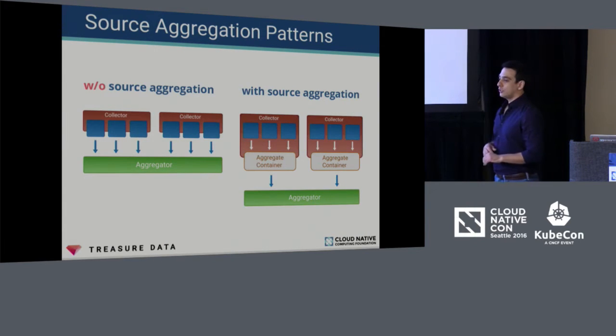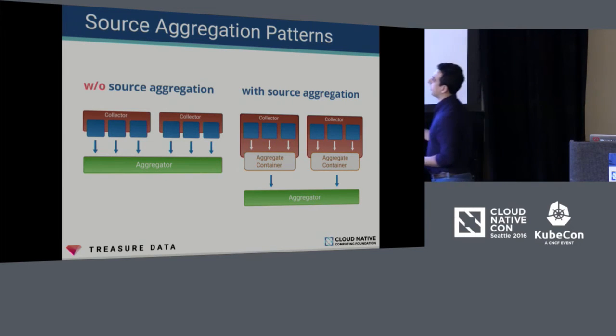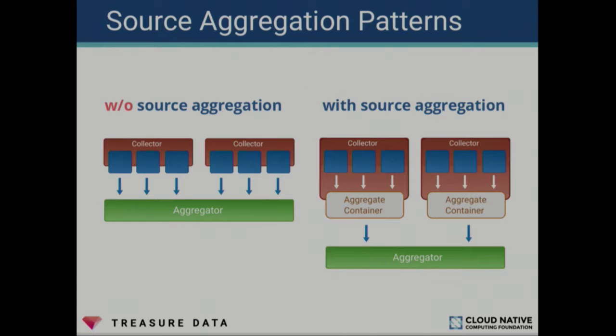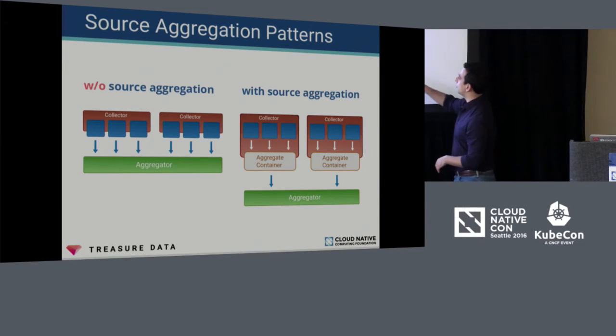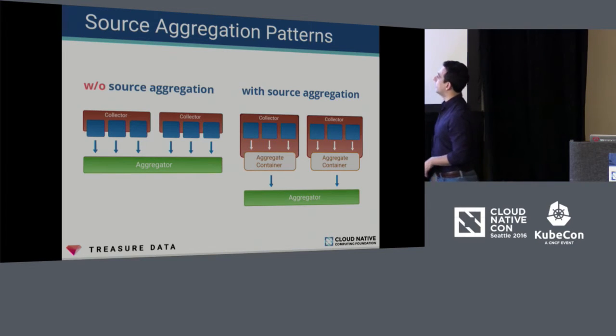Okay, we're going to discuss the source aggregation patterns. When the application is running, for example, in this case without source aggregation, we have the collectors writing directly to one aggregator, right? But with source aggregation, we put an aggregator container inside our collector, typically in a Docker container, typically inside our Kubernetes pod. Right? It's about how you want to handle this.